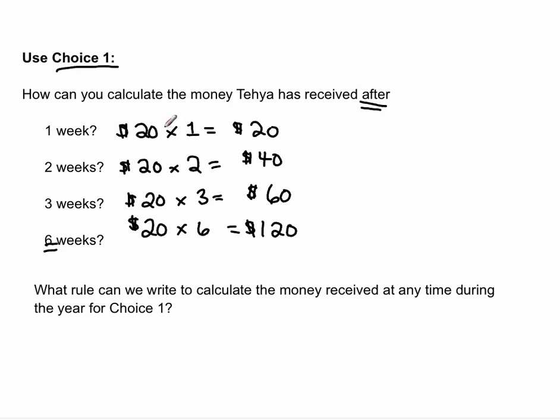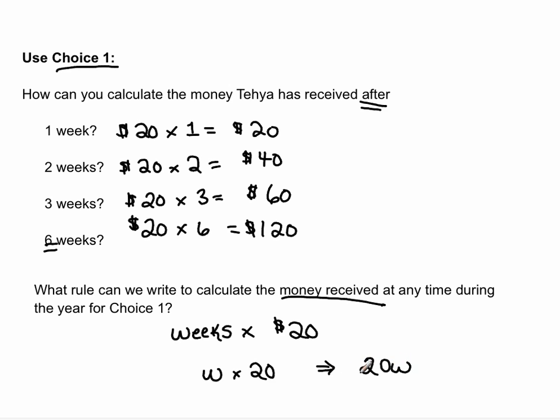Okay? So really, all I'm doing is taking the number of weeks and I'm multiplying by 20. That's all I'm doing, $20, to give me the amount of money that she would receive. Now, I don't want to write a word. I'm just going to give it a variable. So I'm going to say W times 20. And another way I can write that is 20W. Remember, we're going to try to get rid of the multiplication sign this year. If it's still your friend, use it. But we're going to try to get rid of it this year. Okay? So there's your first algebraic expression.